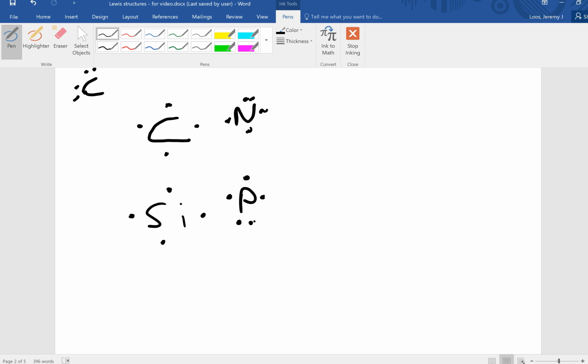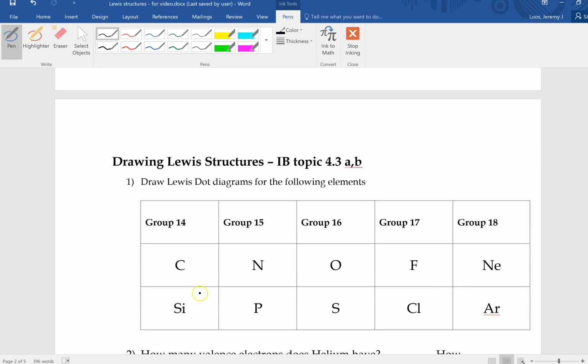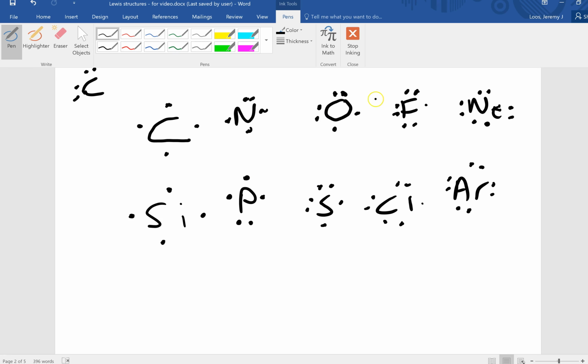What I would like you to do is see if you can go through and just really quickly draw the rest of these, see if we can figure out how those go, and we'll look back at that in a second. Okay, here we go. It should look a little something like that. That's what we're shooting for. Hopefully you figured those out.